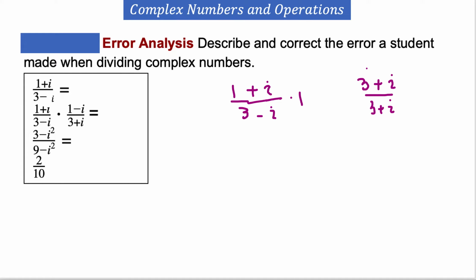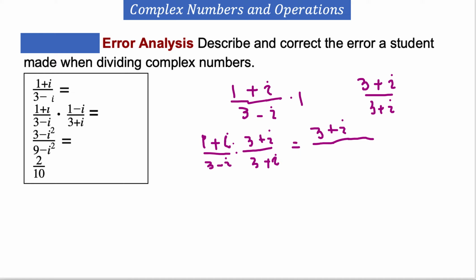So instead of 1, I can substitute (3 + i) divided by (3 + i), and I get (1 + i) times (3 + i) over (3 − i) times (3 + i). Now in the numerator, 3 times 1 is 3, and 1 times i is plus i.